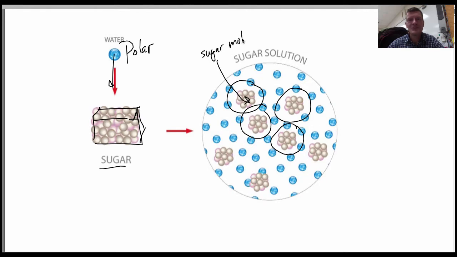But the molecule does not pull apart. The sugar molecule is still intact, but you're just separating the individual sugar molecules, so much so that when you put sugar into water, it dissolves so well that it appears clear, and you really can't tell whether it's sugar water or just plain water.